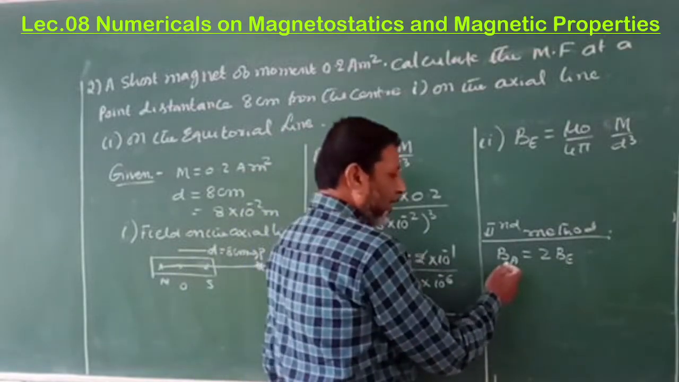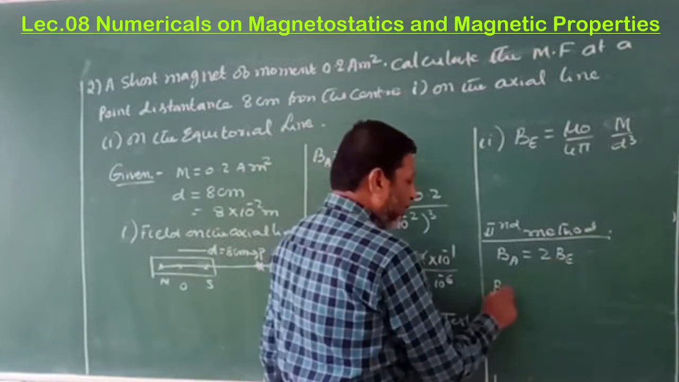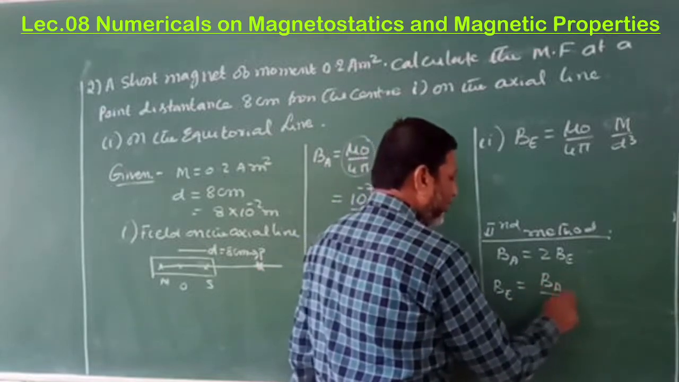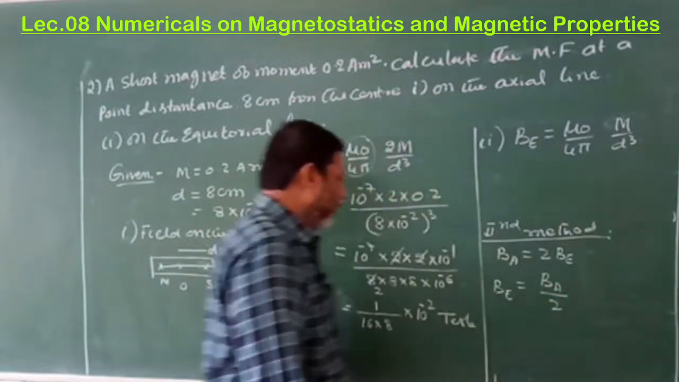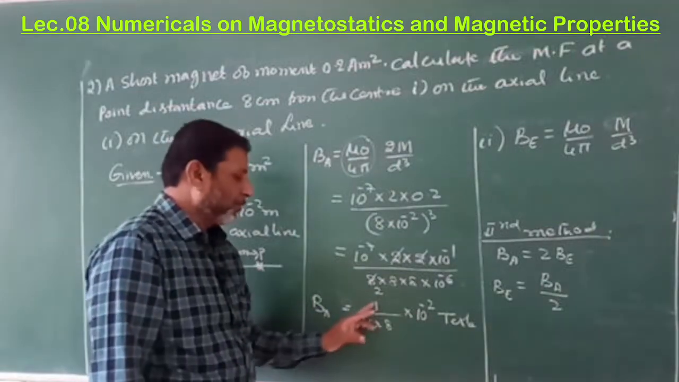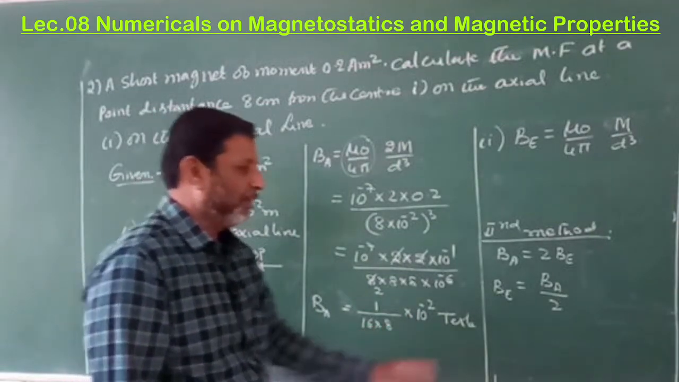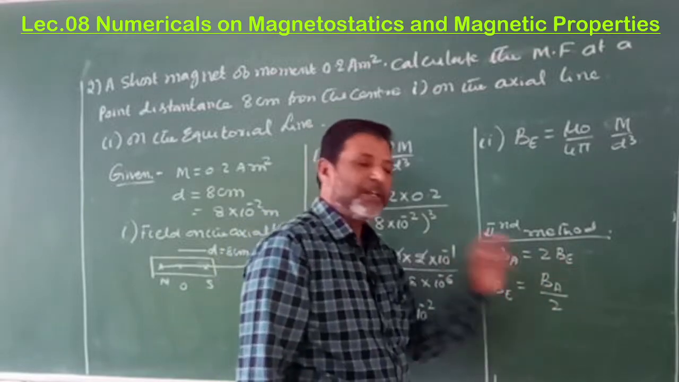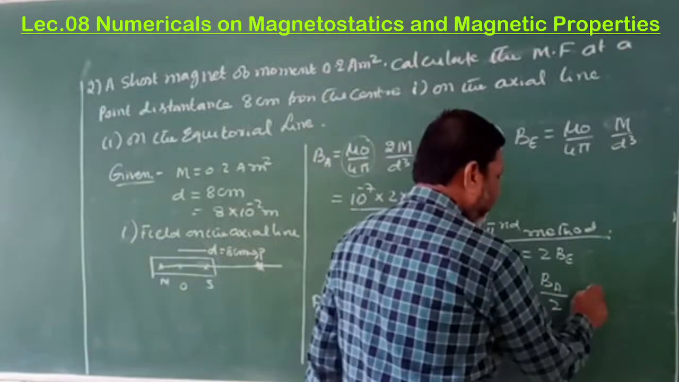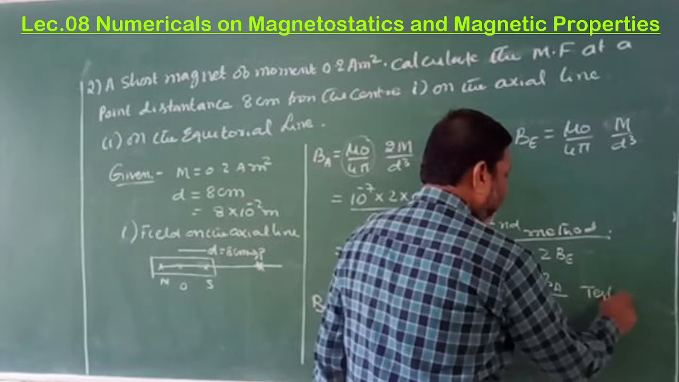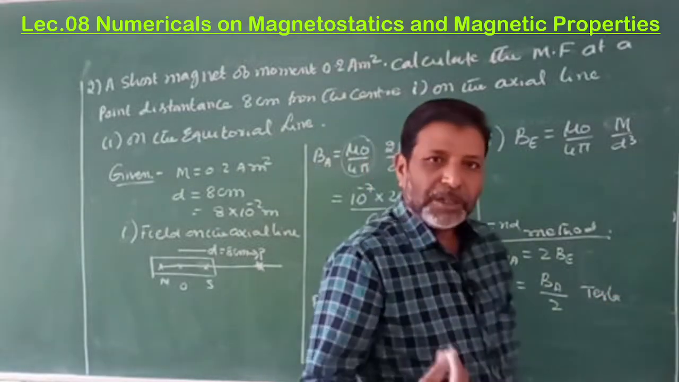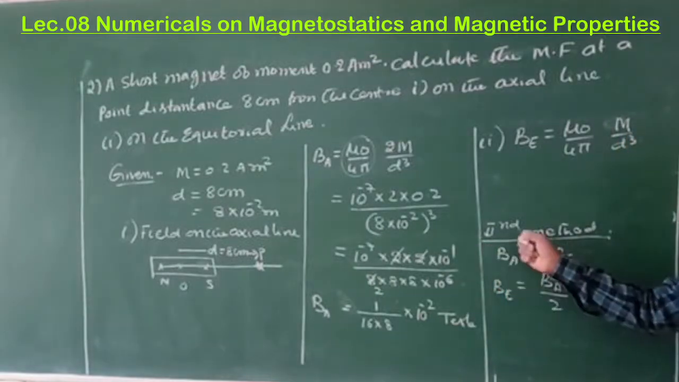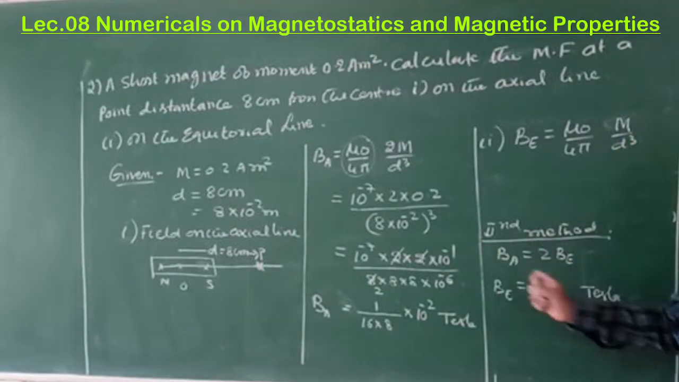Now, you have already calculated this one. Therefore, the field along the equatorial line is equal to this B_A divided by 2. After the calculation, whatever value you get here, substitute it and divide by 2. Then you will get the value of the field along the equatorial line, isn't it? Therefore, this is the simplest way we can solve this one by using this relation.